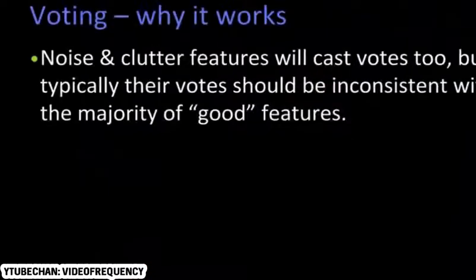So this works the same way for our computer vision. Noise and clutter features will cast votes too, just like the real features, but typically their votes should be inconsistent with the majority of the good features.